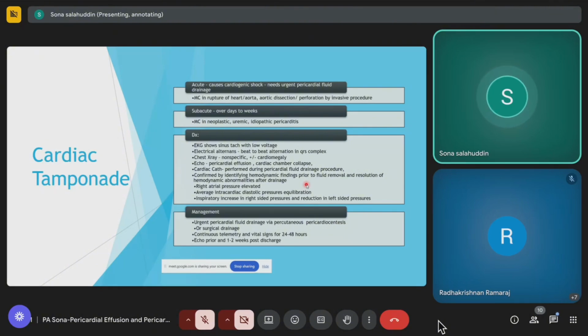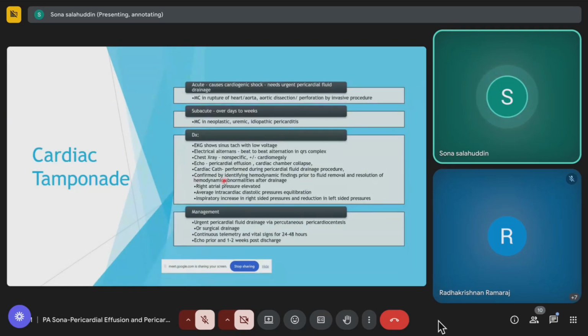For diagnosis, the EKG will show sinus tachycardia with low voltage. You'll also see that electrical alternans again. The chest X-ray will be nonspecific and may show some cardiomegaly. And then the echo can show pericardial effusion or cardiac chamber collapse. Cardiac cath is usually performed during the drainage procedure, confirmed by identifying hemodynamic findings prior to fluid removal and then resolution of the hemodynamic abnormalities after drainage, so that before and after confirms the diagnosis.